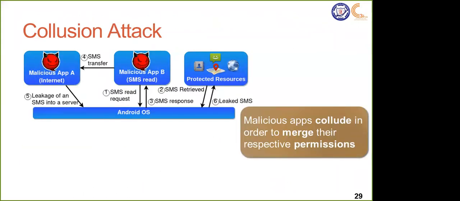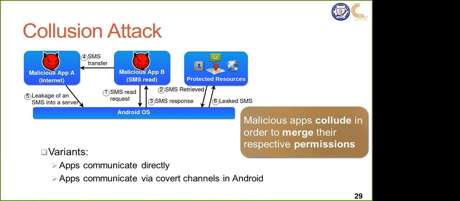So let's see the collusion attack, how this works. Suppose there are two applications, app A and app B. App A has internet permission and app B has SMS read permission. App B first accesses the SMS from the Android operating system. The Android operating system checks that these permissions are available with the malicious application B, and then provides the SMS as a response to application B. Application B transfers this information to application A, and application A eventually leaks the information to the outside world or any server. This generally happens when two malicious applications pool or merge their permissions to gain extra privileges.